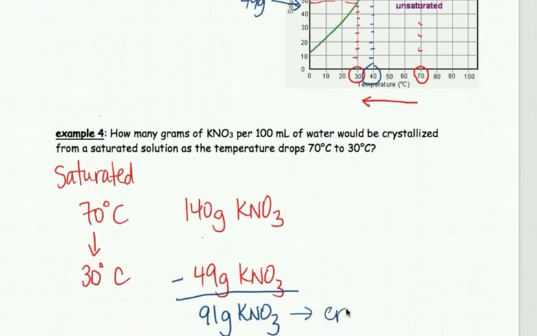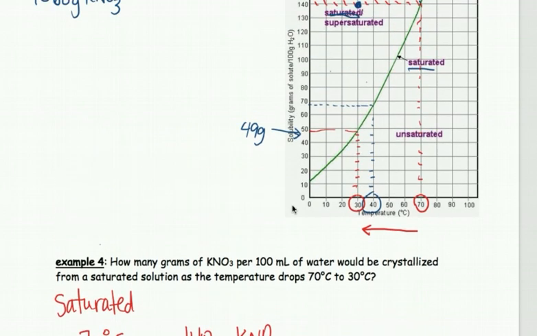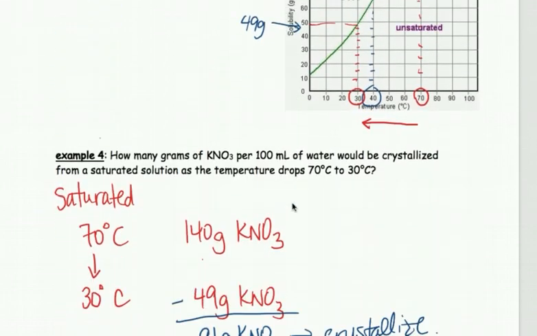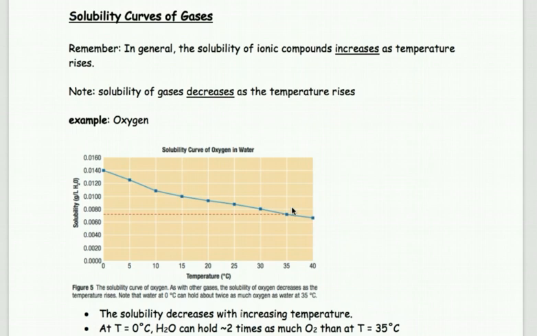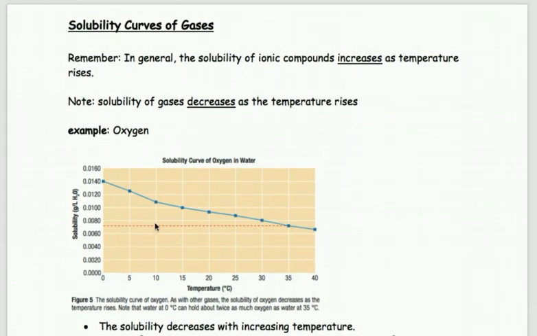All right, so that's pretty much all the different questions that you'll see today when it comes to the solubility curves and temperature. Now that we've looked at solids being dissolved into water at certain temperatures, we're going to start analyzing what's happening when we have gases and when we adjust the temperature as well. If you look at this example here, the solubility of gases decreases as temperature rises. If we look at oxygen here, it's dissolved in water.